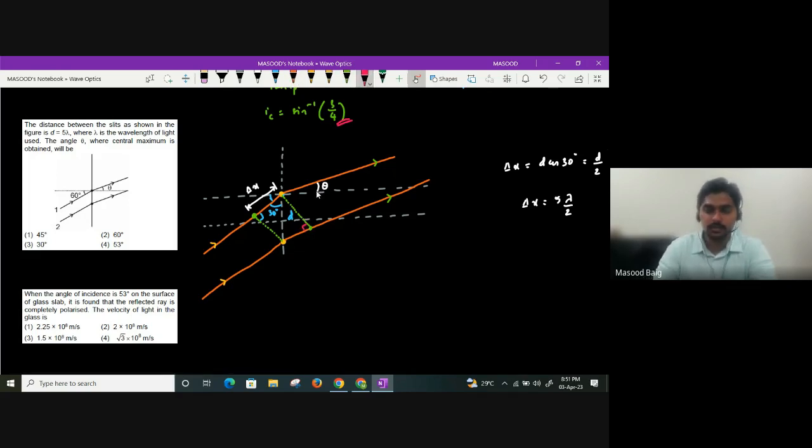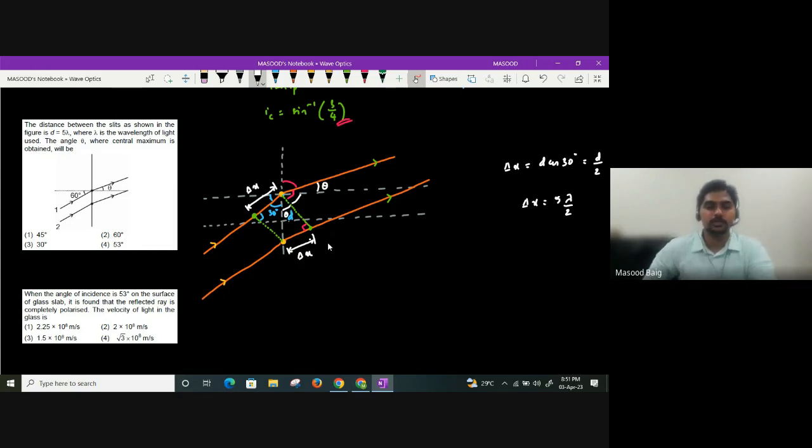So if this is theta, what will I get this value as? 90 minus theta. If this is perpendicular, then this completely is perpendicular again. So if this is theta, how much will this angle be? Again 90 minus theta. And this angle will again be theta. So this should also be equal to delta x only.